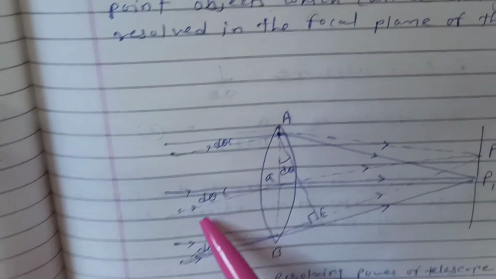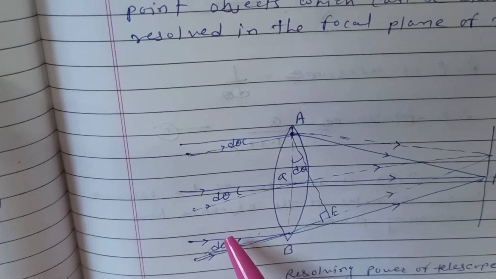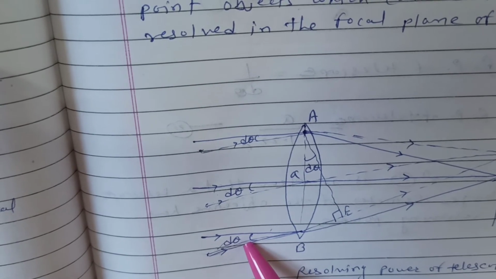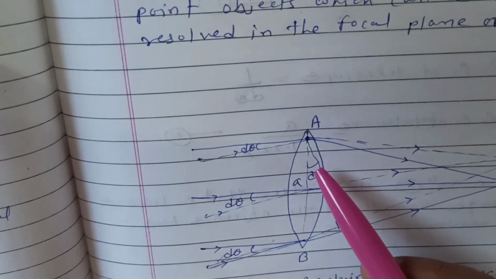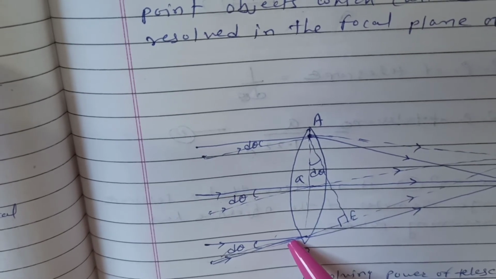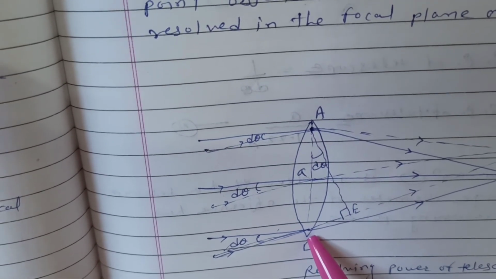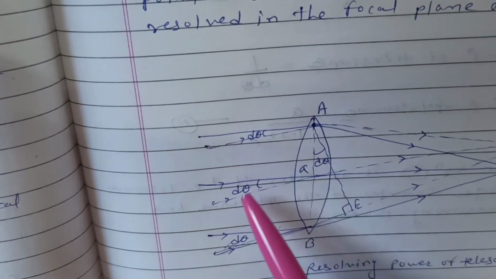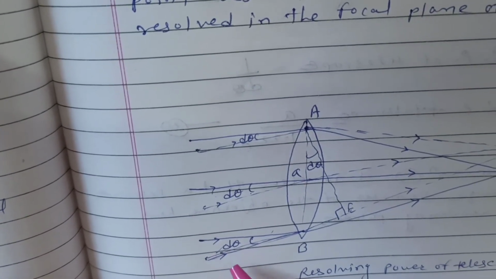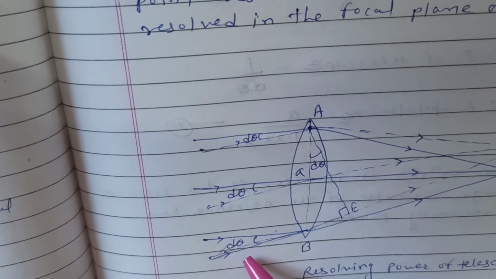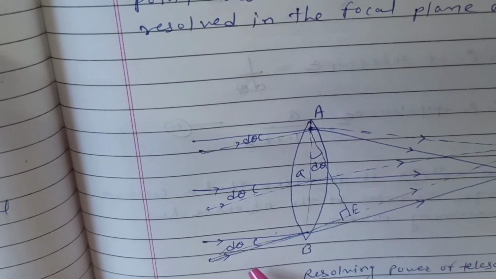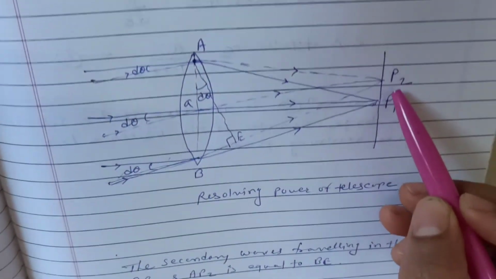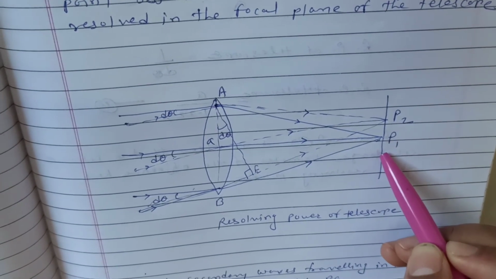Let d theta be the angular separation between the two neighboring points lying on the distant object, and a is the diameter of the objective of the telescope. This is the objective AB. Consider the rays of light from two neighboring points on the distant object. The image of each point is a diffraction pattern containing a central maximum followed by secondary minima and maxima. P1 and P2 are the positions of the central maxima of the two images, as shown in this figure.